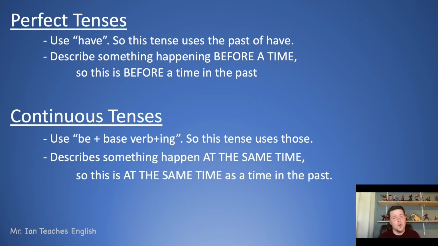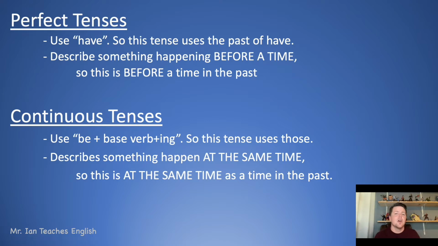All right, now let's go back and talk about all perfect tenses and all continuous tenses. Because if you understand the pattern that these have, you'll pretty much already understand the past perfect continuous. So remember that all perfect tenses, if the tense has perfect in the name, all of them use the verb have, and they all describe something that happens before something else. So the past perfect part of this is we're going to use the past of have, which is had, and it's going to be before a time in the past.